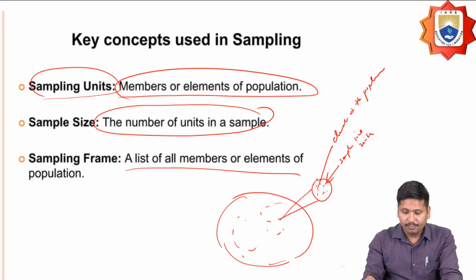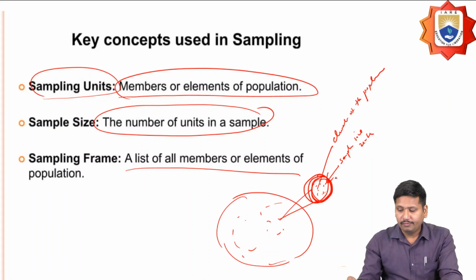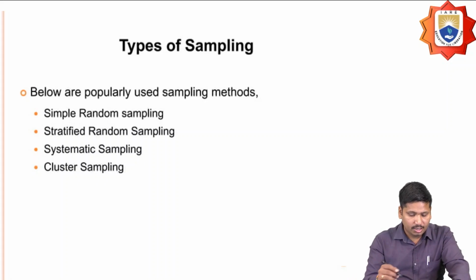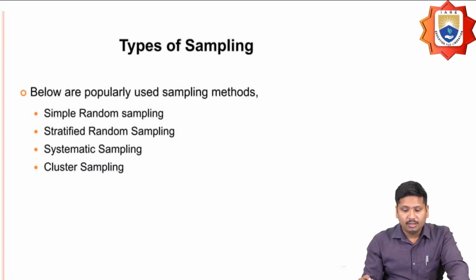And sampling frame, so this frame is nothing but the list of all the members or elements of the population should be treated as a sampling frame. So what are the different types of samplings we are going to have? Some of these will be simple random sampling, stratified random sampling, systematic random sampling and cluster random sampling.